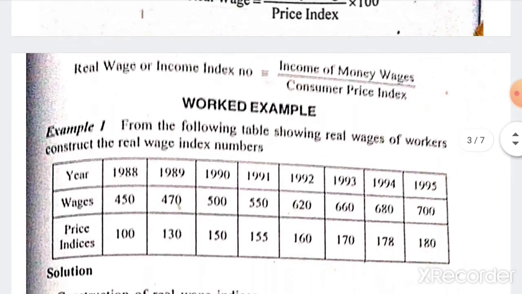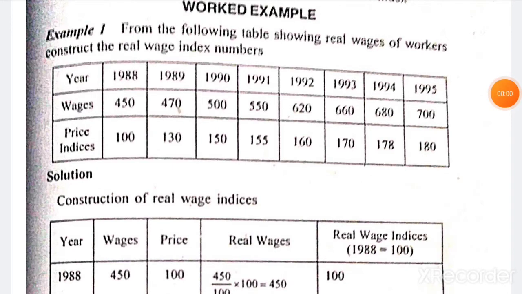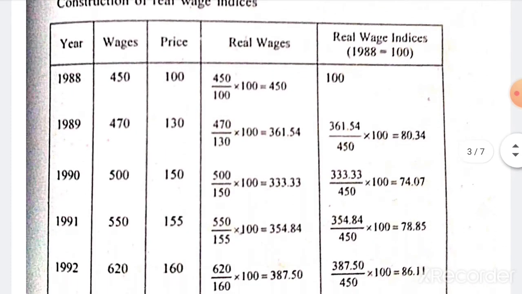The following table shows wages of workers. Construct the real wage index number. They are given year, wages and price indices, that is price index number. For construction of real wage index, you have to write all the years, wages, price, real wages, and then we have to find the real wage indices, with 1998 as the 100 value. So like this you have to calculate.